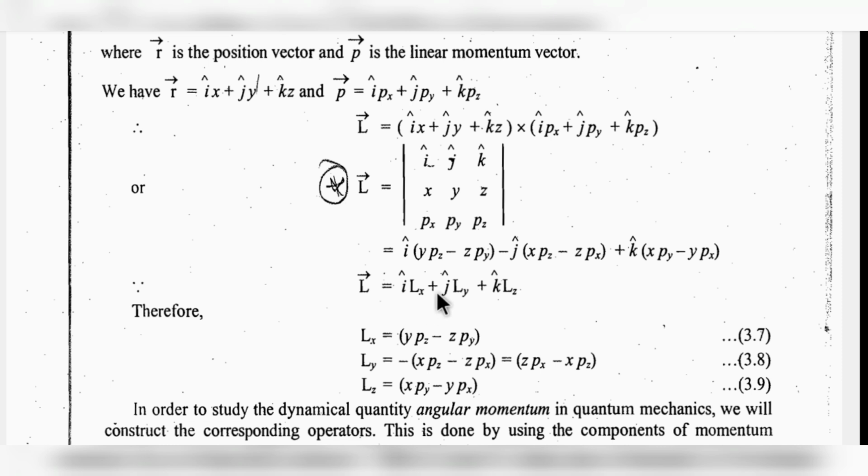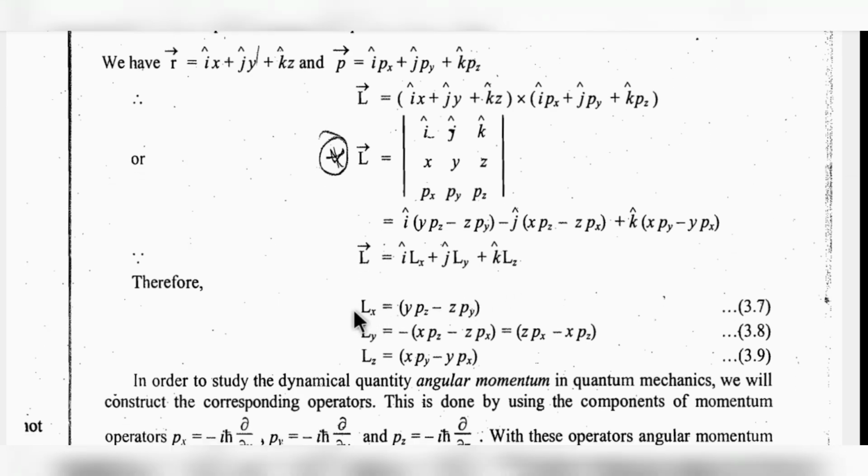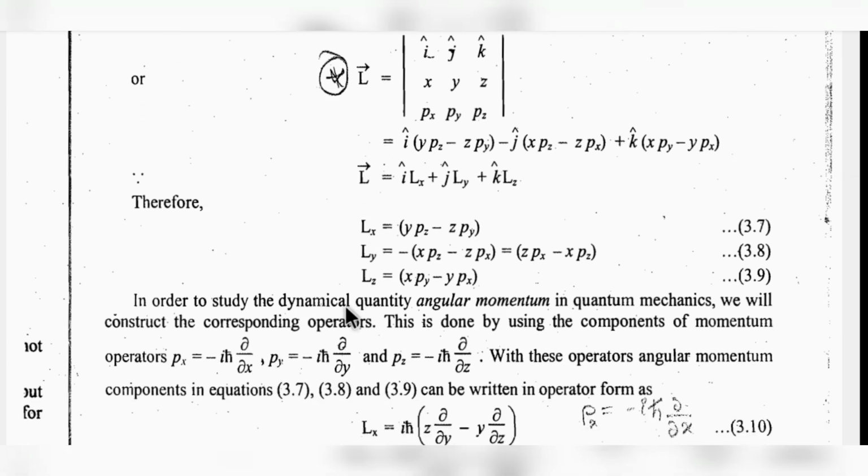L is equal to i cap Lx plus j cap Ly plus k cap Lz. Therefore, the value of Lx is y pz minus z py, and the value of Lz is this value. The value of Lz means the angular momentum along the z axis is this value.